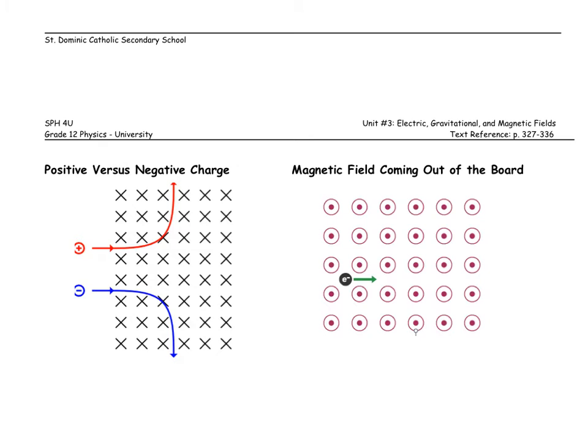So pause the video. I want you to think about how to draw the impact of the force on the direction of that negatively charged electron.